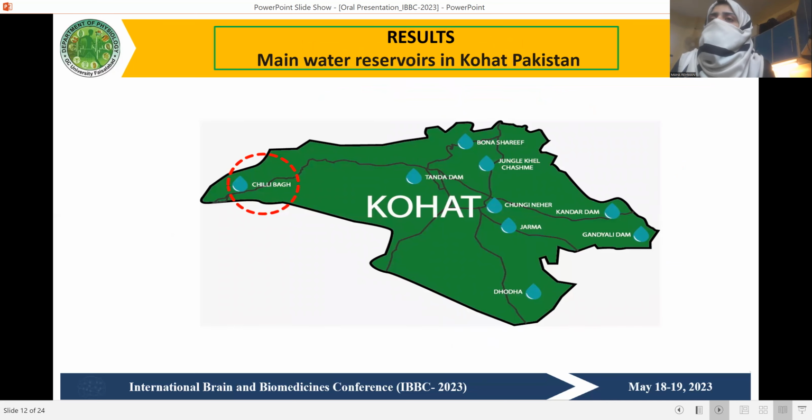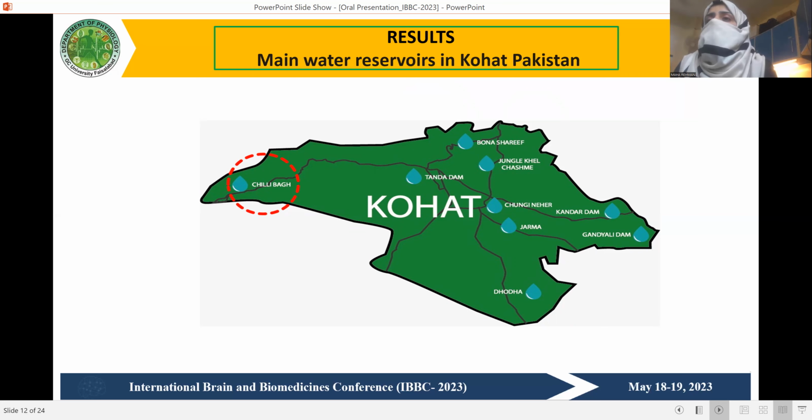Here are the results. You can see in the map that we selected the city of Kohat because Kohat is the main district of KPK Pakistan, and the presence of limestone and heavy metal in the mountains of Kohat makes the water more alkaline in nature, which is suitable for the growth of spirulina species.